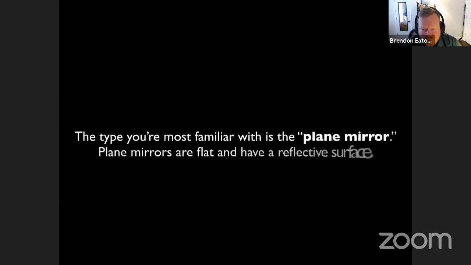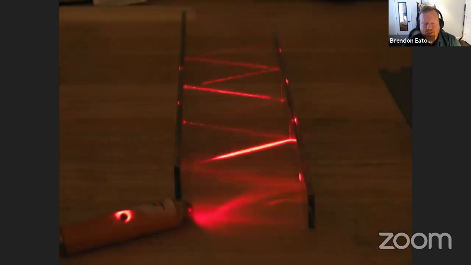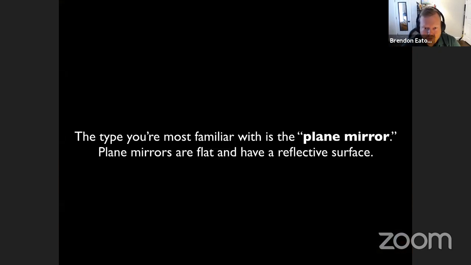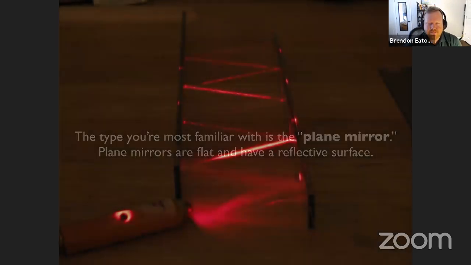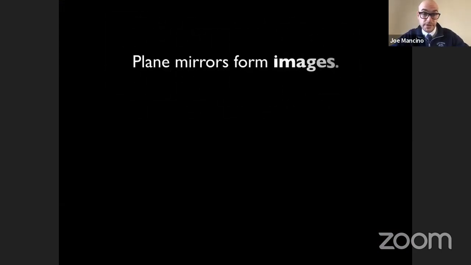The most familiar thing that you know of that's a plane mirror is a mirror, right? You have a mirror probably in your restroom or on a door, or maybe even in your car. You have a plane mirror, and those are typically flat and they have a reflective surface, but they have a couple of behaviors that are very interesting. Plane mirrors can do a trick.